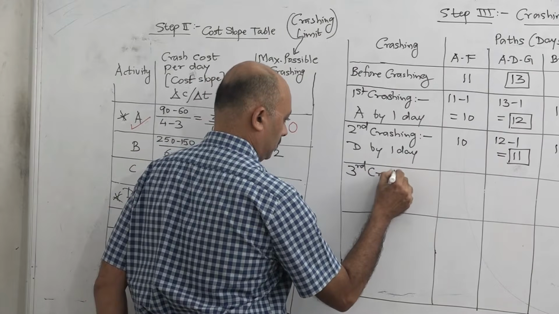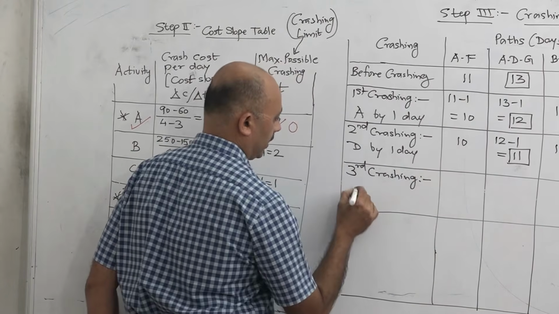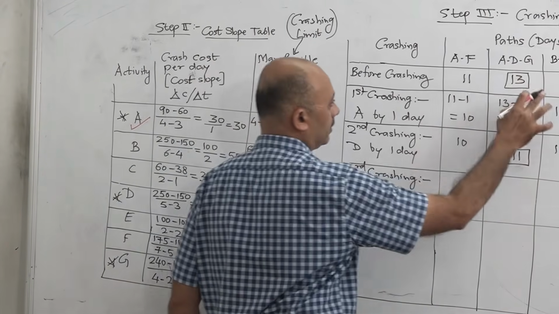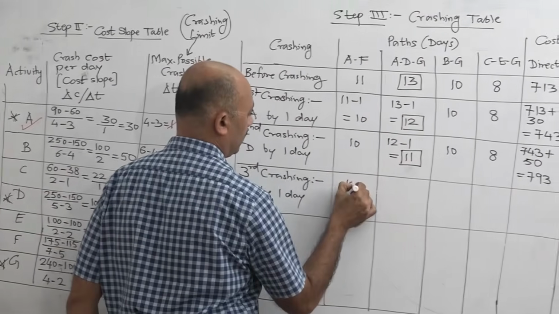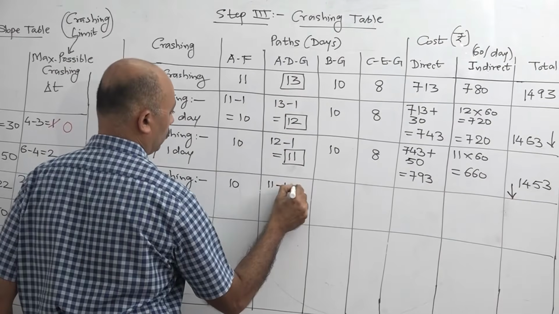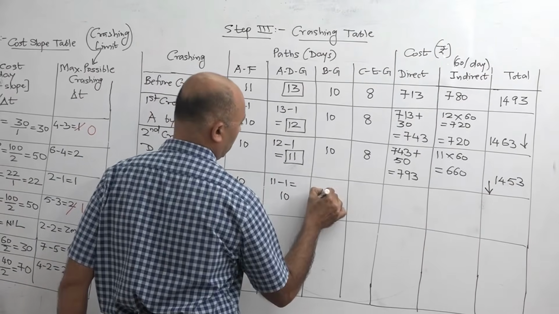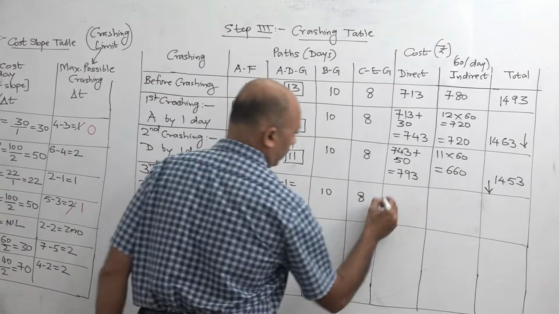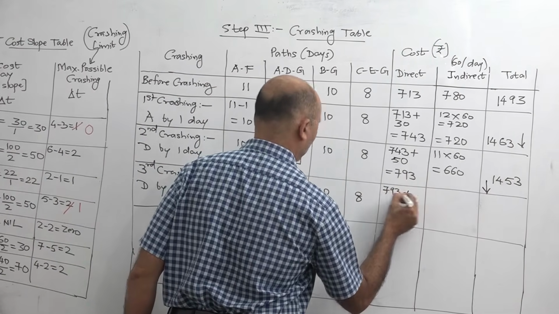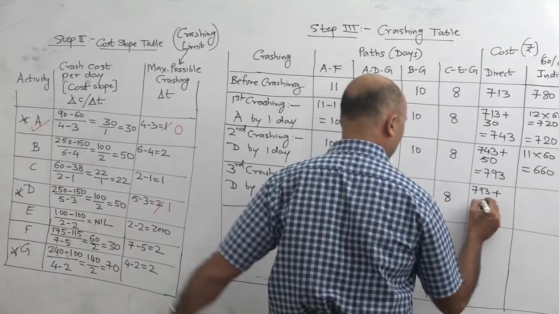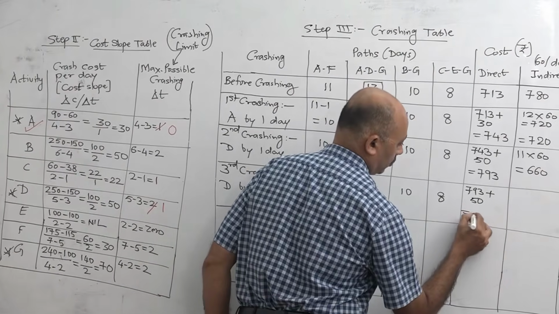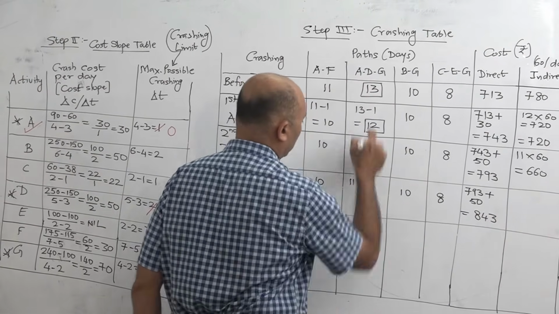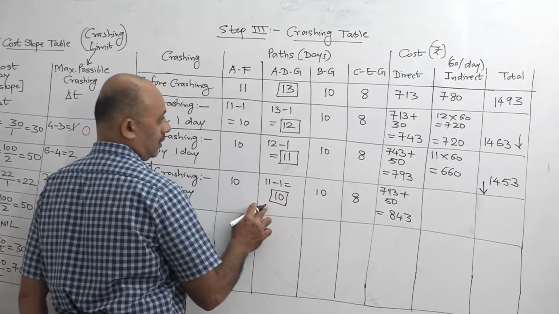So third crashing is again D by 1 day. So wherever there is a D, that path will reduce. AF will remain same. ADG will reduce 11 minus 1, 10 days. BG will remain same 10 and CG will remain same at 8. Now direct cost 793 plus crash cost per day is 50 for D. So 793 plus 50, that will become 843. Indirect cost: now the ADG critical path is now 10 days. So 10 into 60.